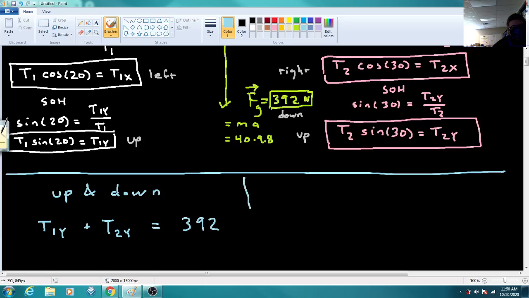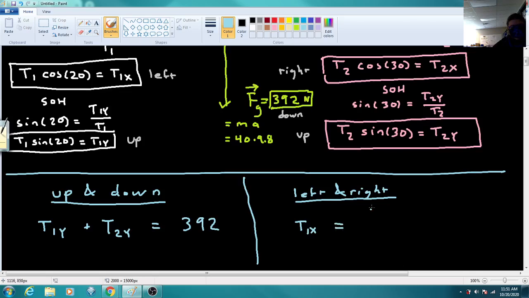And then we have another equation where we want to balance the force pulling left and right. Again, since the sign's not moving, all of these things need to perfectly balance. So we're pulling to the left by T1x, and we're going to pull to the right by T2x. In the next step, I'm going to replace T1y, T2y, T1x, and T2x with what they actually equal.